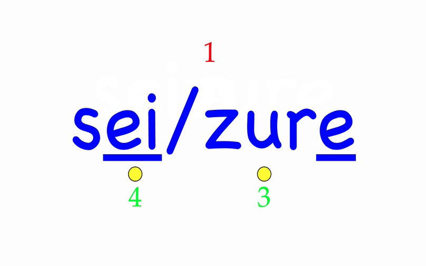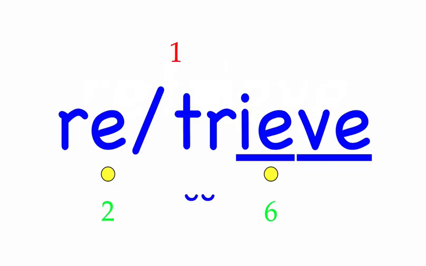Retrieve. The dog will retrieve the ball. Re has two sounds, r, e. Trieve, four sounds, t, r, e, v. Mark the word retrieve. TR is a blend here, so we indicate that with the half circles under the T and the R. And we protect the T and the R so the two letters remain together in the same syllable.